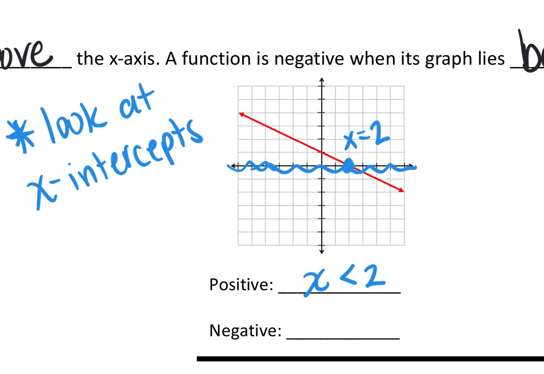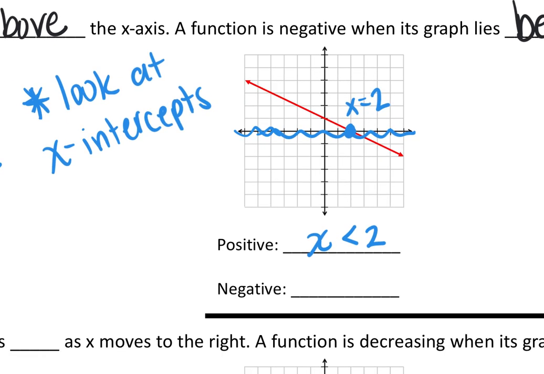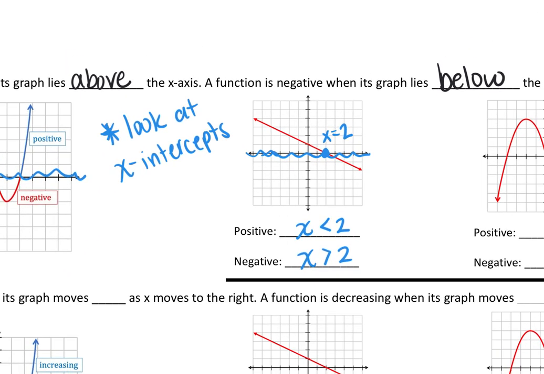Okay? So this graph was above the x-axis before 2. So for all those x values that are less than 2, that's when that line is above the x-axis. Then at 2, it now drops down below the x-axis. And it's going to stay below the x-axis. So it will be negative or below the x-axis wherever x is what than 2? Greater than 2. So we describe where a graph is positive and negative based on those x-intercepts and using those inequality symbols. Okay? All right.